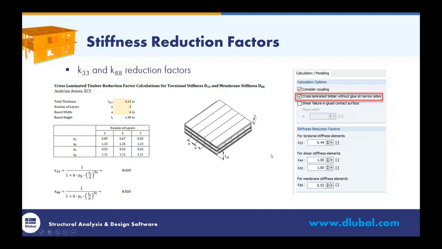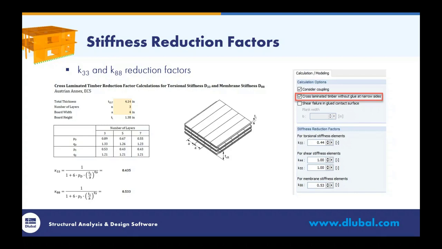Now, quite interestingly enough, neither the CSA standard nor the NDS standard really discuss what to do about stiffness reductions in the event that we do not have glue at the narrow sides. And the Eurocode, the EC5, in particular the Austrian Annex, has equations that do go on to discuss exactly what should be done for these stiffness reduction factors in the event that we do not have glue. So I would say that it is highly recommended. We can refer to the EC5, which we'll be doing for today's example, but of course you want to take this on a case-by-case basis.